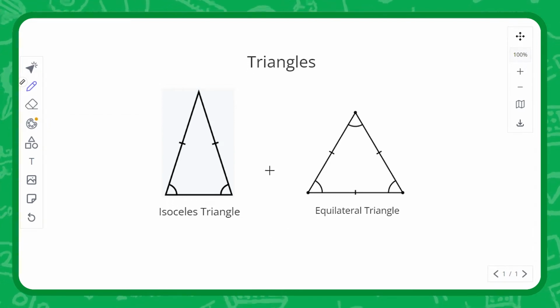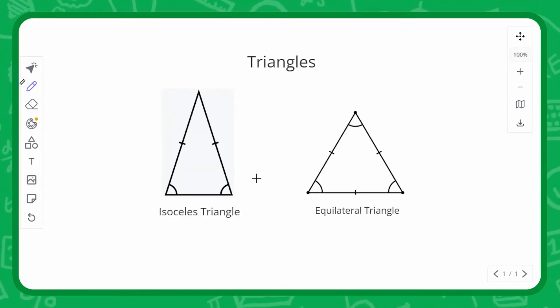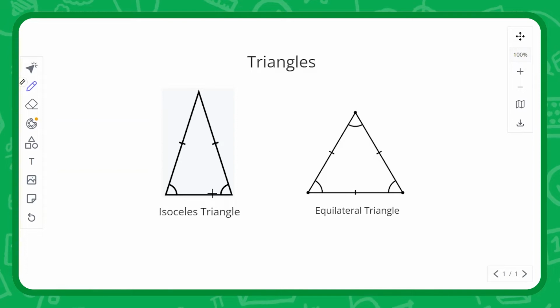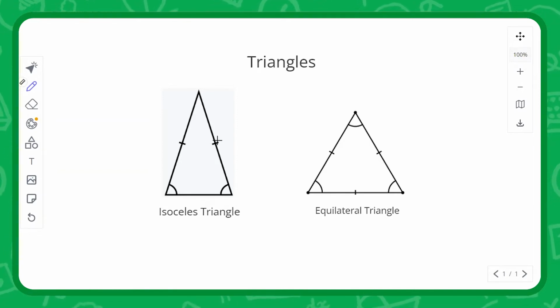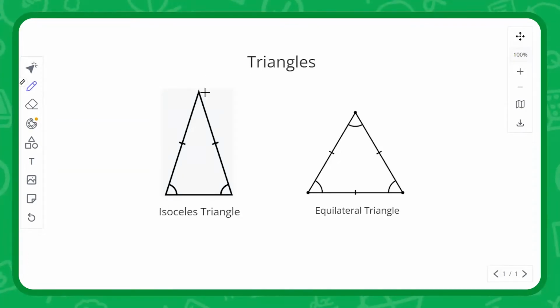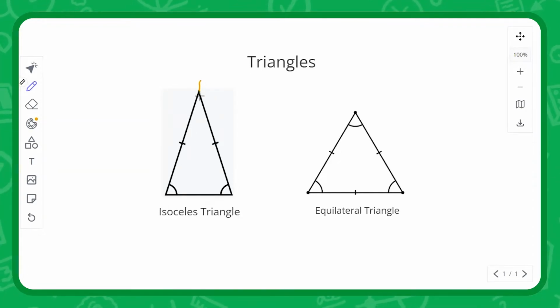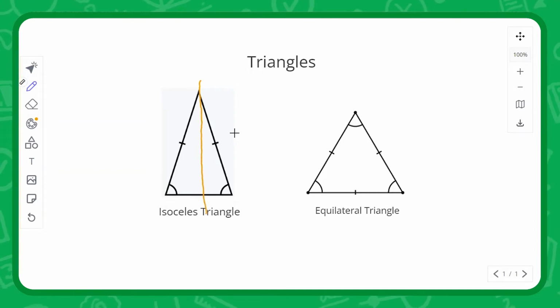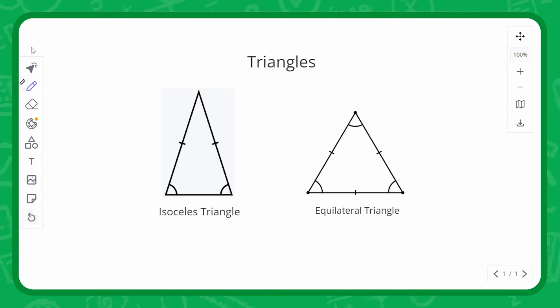Okay, looking at triangles now. Before we move on to angles in a triangle, just some brief introduction to the names of triangles. We have an isosceles triangle here. These two marks tell us that these two sides are the same length, and so there's a line of symmetry up and down here that you can sort of see there. I'm going to do that again with an actual straight line.